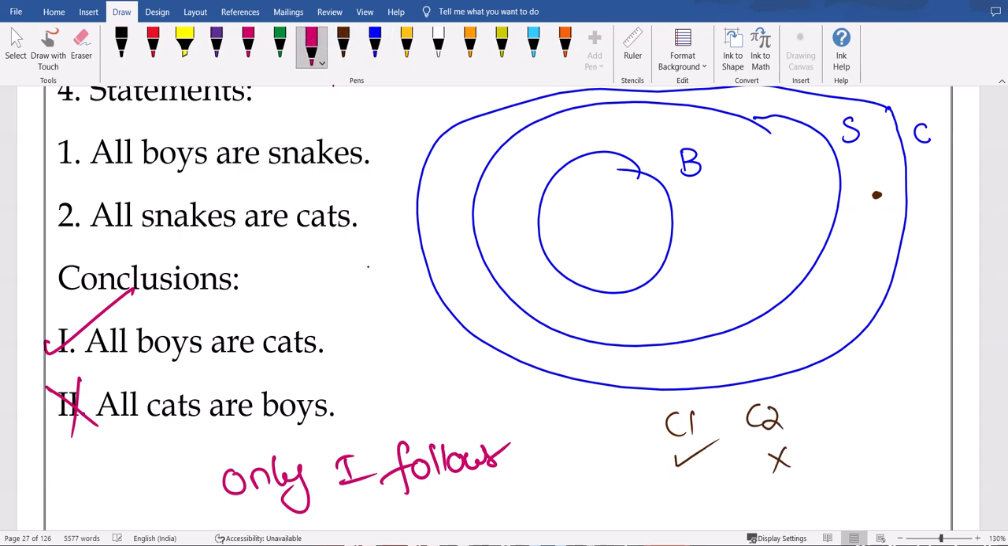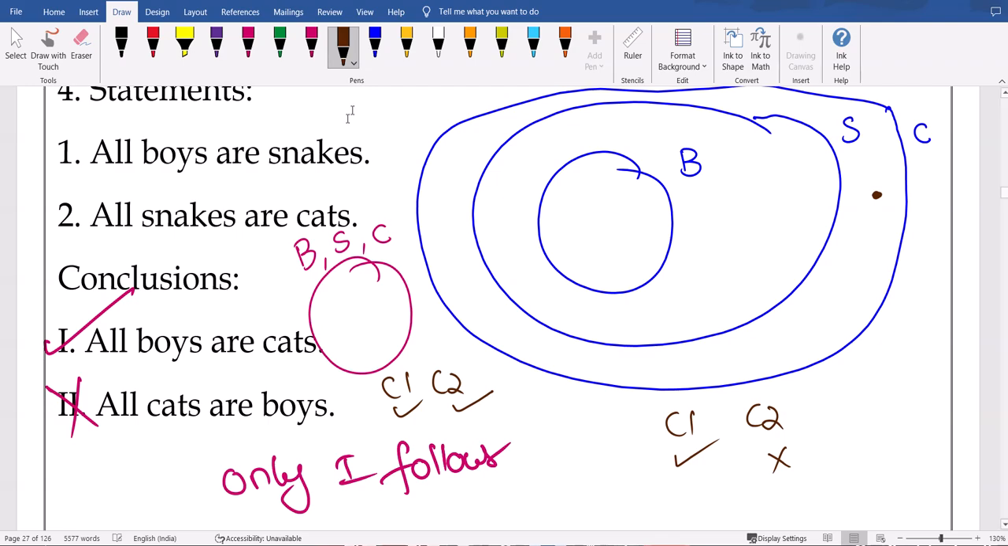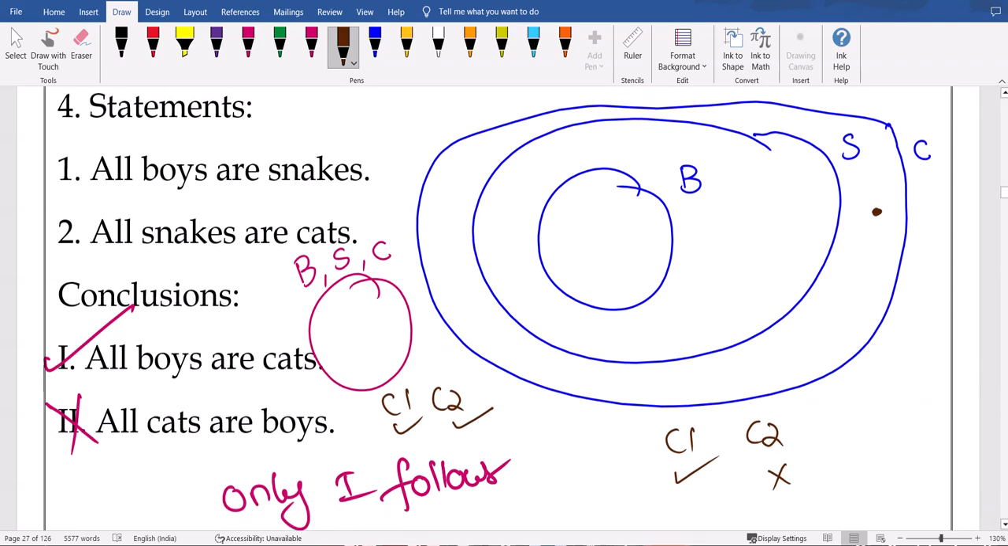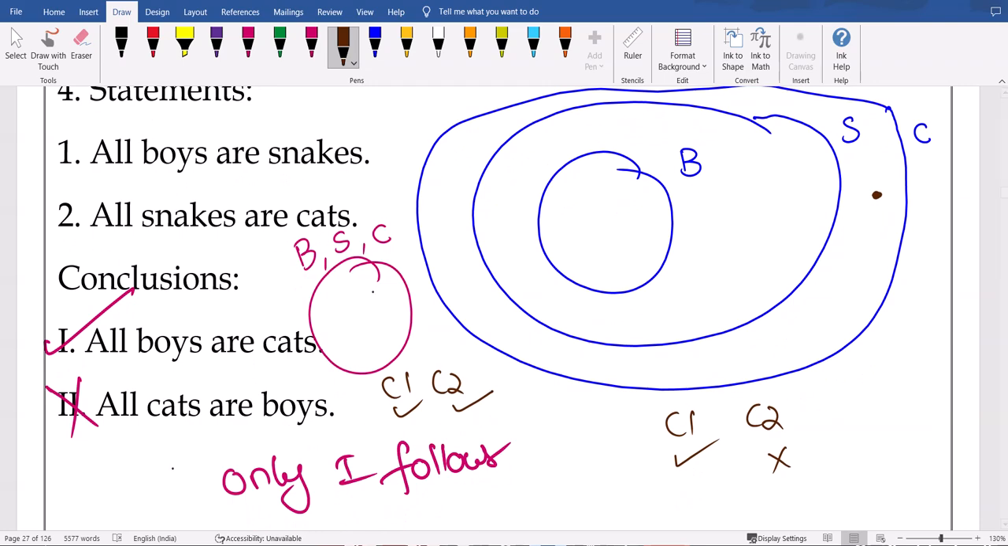Some people argue, sir, draw only one circle. All boys are snakes. All snakes are cats. Okay, fine. But here, both are true. First one true. Second one true. But the second one failed in one diagram, throw it out. Our conclusion should be true in all diagrams. Here it has failed in one diagram, throw it out. We can go for the first one alone. Only one follows, option A.